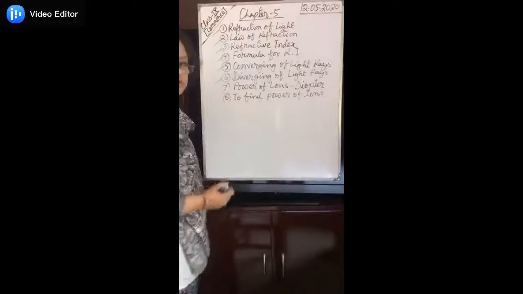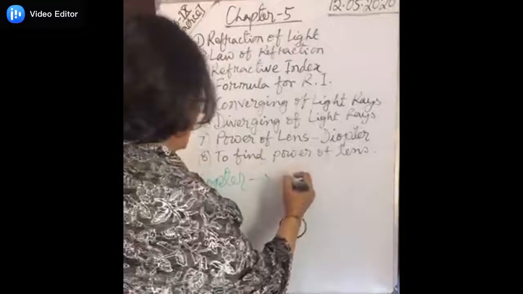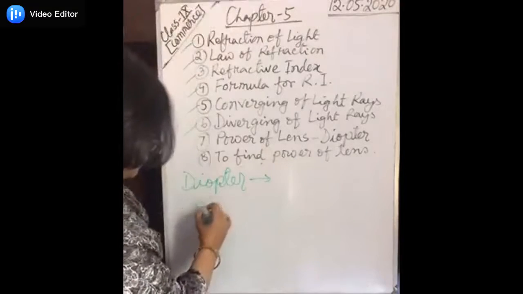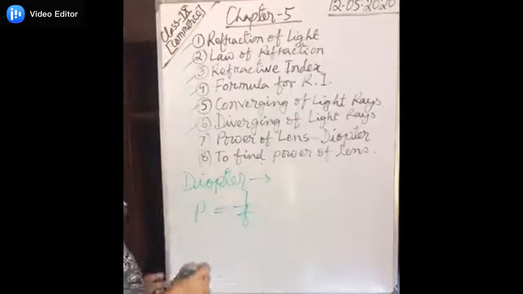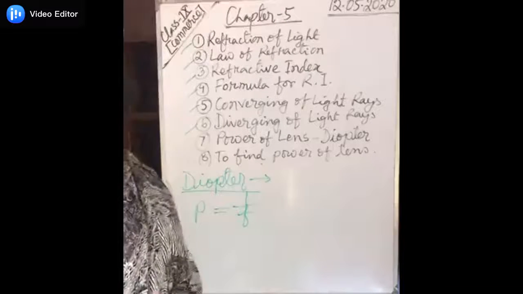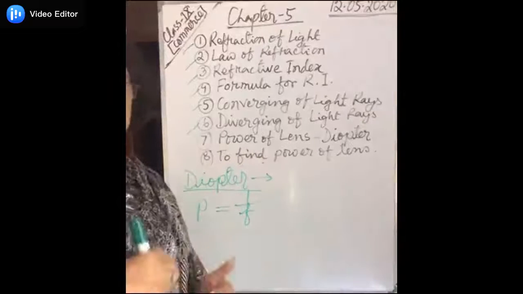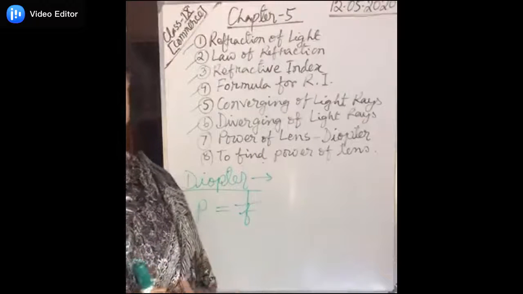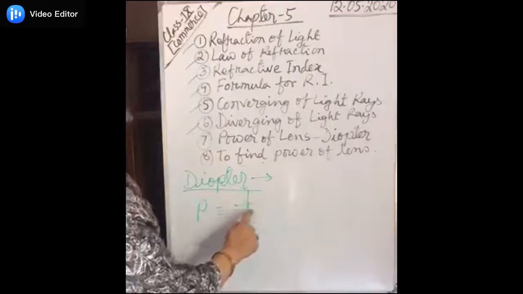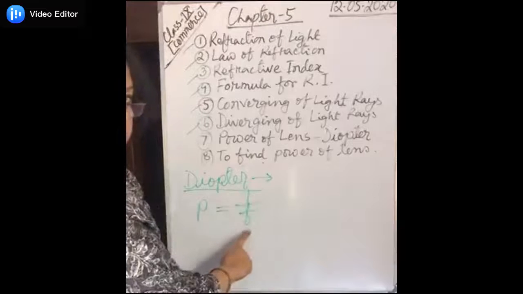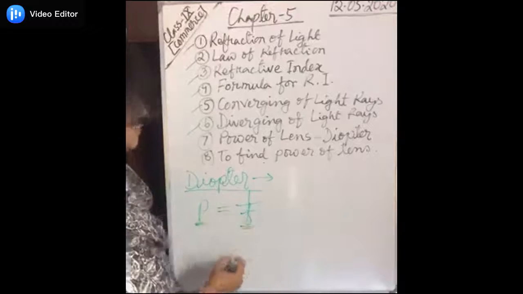What is the unit of power of lens called? It is called diopter. The formula for the power of lens is P equal to 1 by F. So diopter is the unit of power of lens, and power is always proportional to 1 by the focal length F. Clear? So here P is the power of lens, F is the focal length.